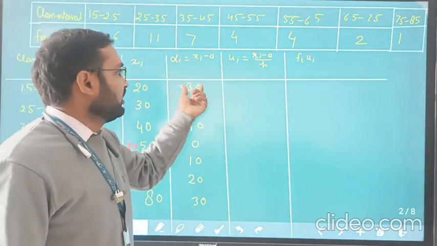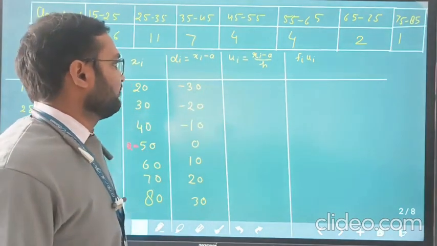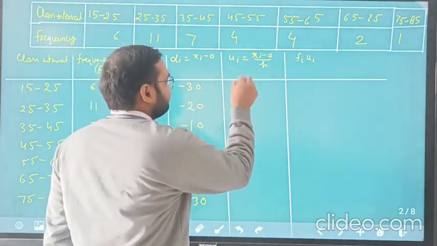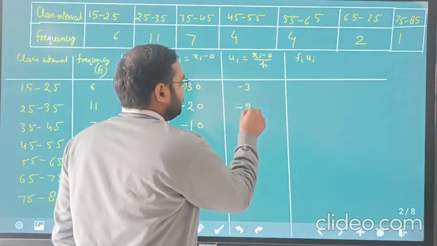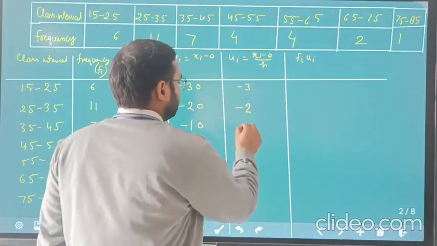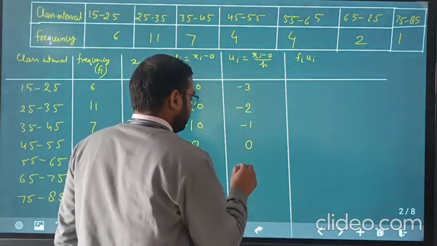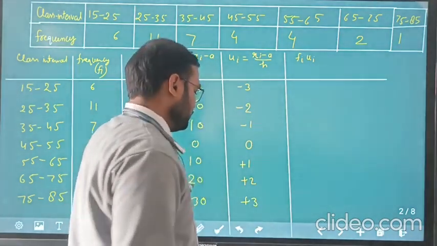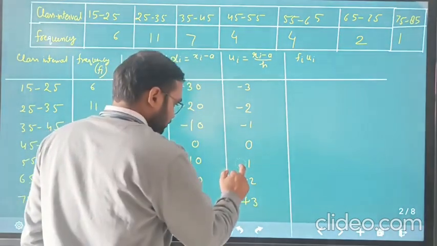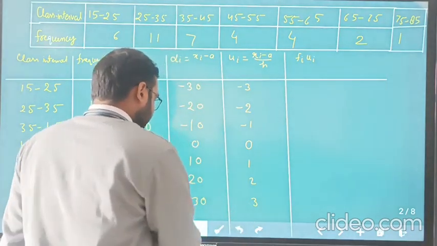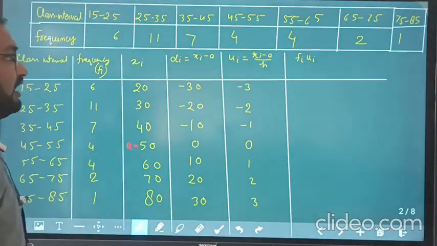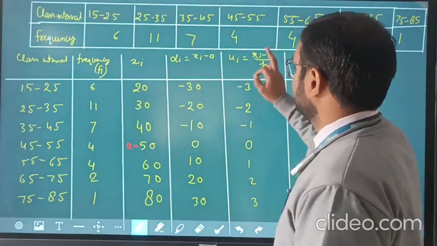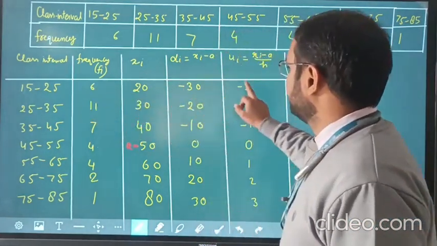So for the first class, the value of Ui is equal to minus 30 by 10, that is equal to minus 3. Similarly here, minus 20 by 10, that is minus 2, minus 1, 0, plus 1, plus 2, plus 3. You can ignore the plus symbols also, just 1, 2, 3. Now the value of Fi Ui: Fi into Ui, Fi is given here and Ui is here.